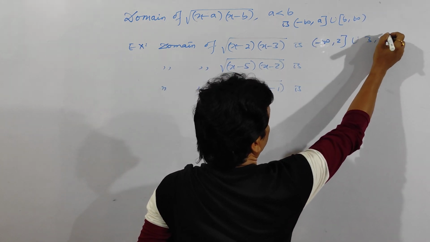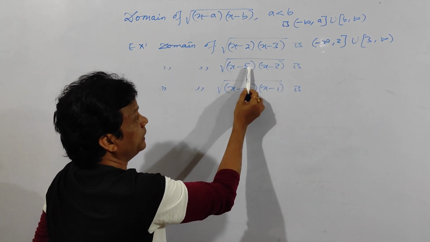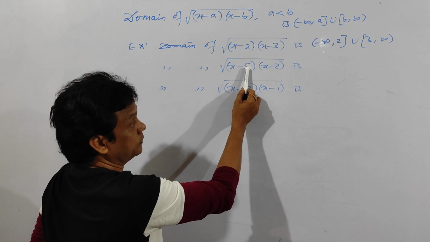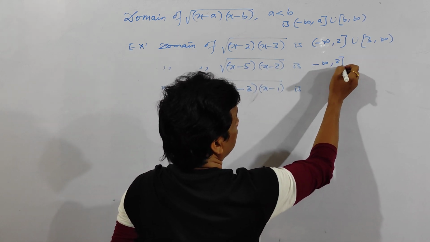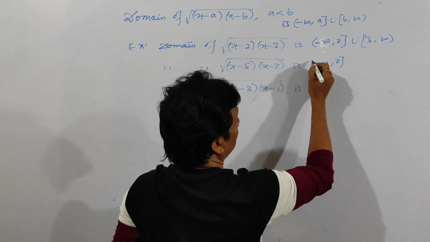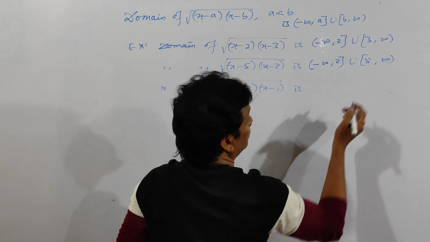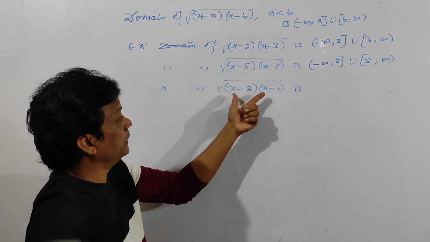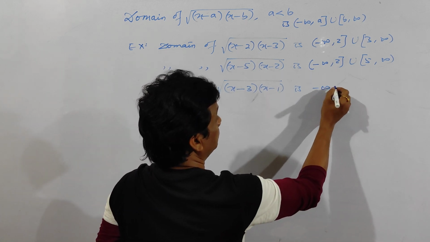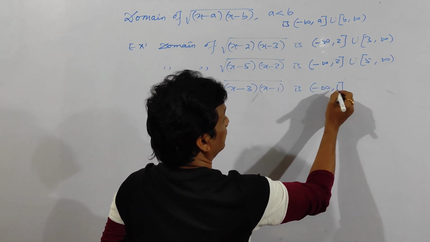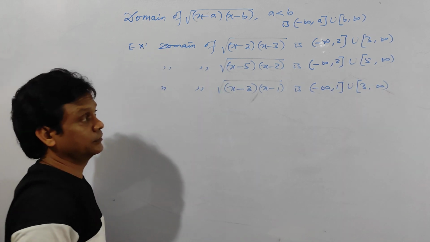union 3 to infinity. And here a is 2, b is 5: x minus 2, x minus 5. So 2 is less than 5, so minus infinity to 2 union 5 to infinity. So this is the answer. And here a is 1, b is 3. So you should write minus infinity to 1 union 3 to infinity. So this is the answer. Clear?